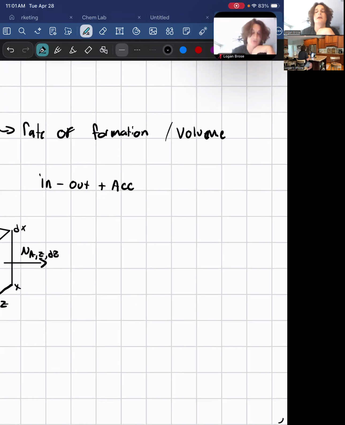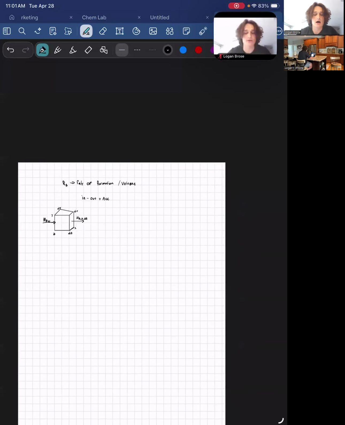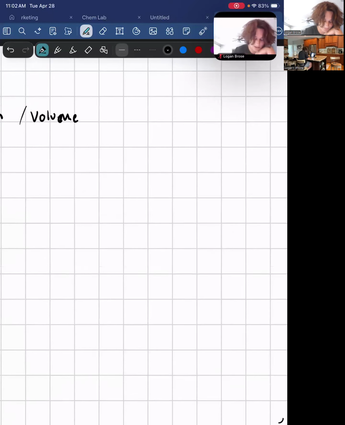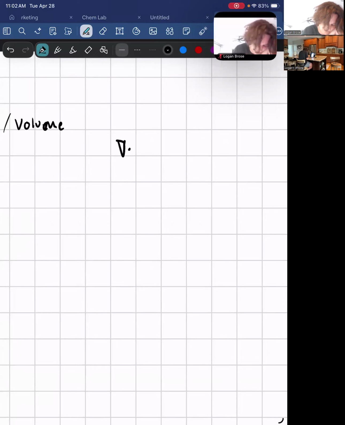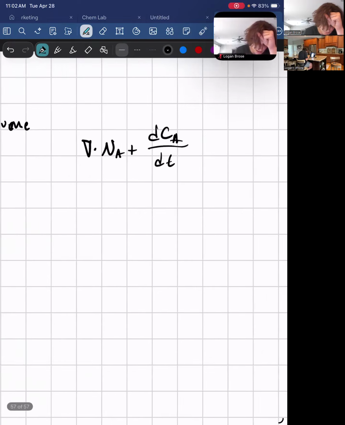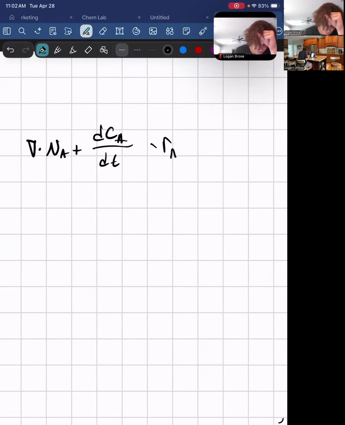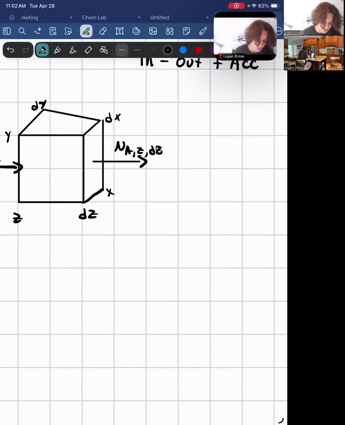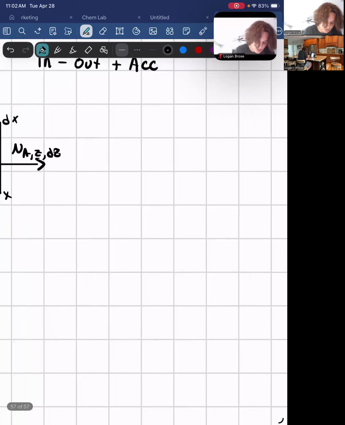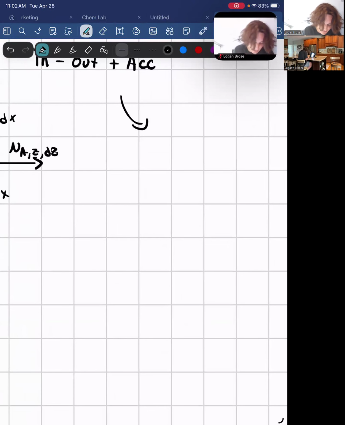What we want to do here is relate it to the continuity equation. If we remember the continuity equation, we've done this before, that's the gradient times our flux plus the change in concentration over our change in time minus our rate of formation, and that equals 0. And so we want to be able to relate this scenario here. So we want to write an equation here. We're going to use this here. So our N value, that's our N_A,z.